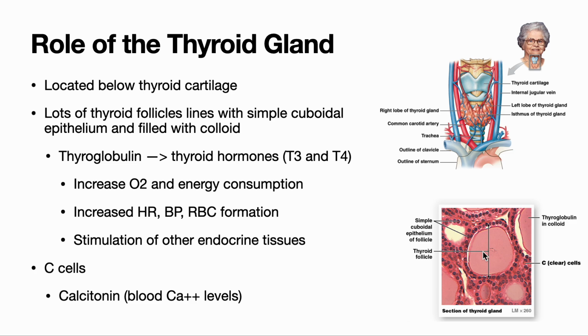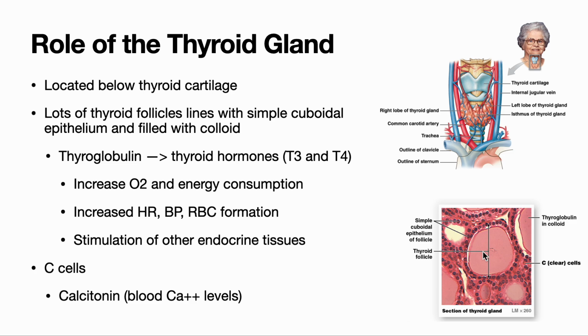Thyroid hormones are super important, both of them, for increasing oxygen and energy consumption. It's going to result in an increased heart rate, blood pressure, red blood cell formation, and actually thyroid hormones tend to stimulate other endocrine tissues. So overall, we're going to see an increase in metabolism in response to thyroid hormone secretion.